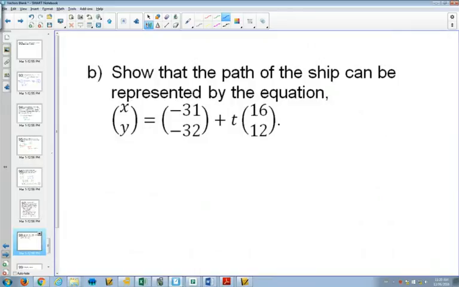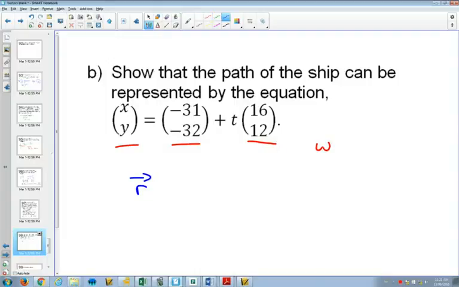Now, if you get questions like this, you're going to be very tempted to use this 16, 12 as part of what you want to show. Because this question says, show that the path of the ship can be represented by this equation. So we're basically trying to find the vector equation of the line. And any time that you use information that they want you to show, before you've showed it, you've kind of gone in a circle. You can't just say, well, since you told me this is the answer, I've showed it to you. That's not good enough. You're sort of going in a circle. So you need to take only the information that you know, and we want to write our vector equation of a line.